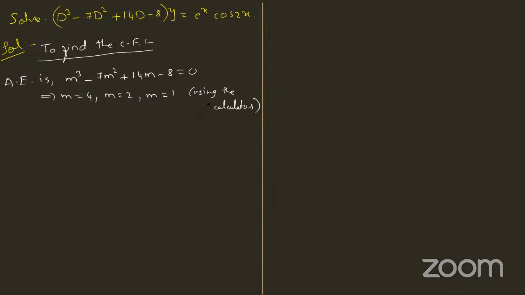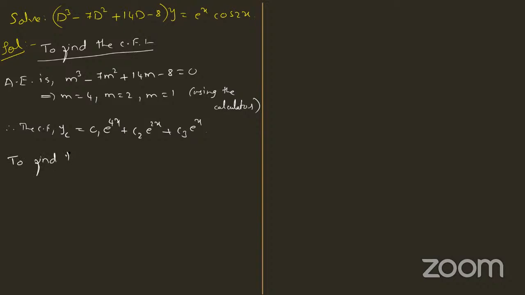Right. So now clearly the roots are real and distinct. Therefore, if you write the complementary function, yc is equal to, corresponding to the roots 4, 2 and 1, c1 e power 4x plus c2 e to the power of 2x plus c3 e to the power of x. That's the complementary function. Now let's find the particular integral.